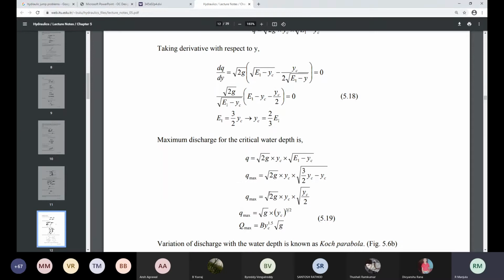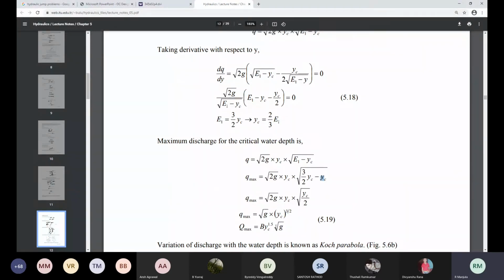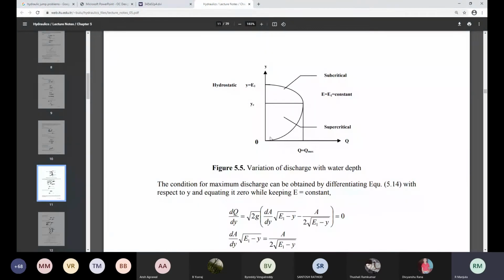And the maximum discharge for the critical water depth is q maximum equal to root of 2g yc into root of E1 minus yc, and E1 is going to be 3 by 2 yc for a rectangular channel. I think we have already seen this derivation. Then again, we get the maximum discharge as b into yc power 1.5 into the square root of g, or g into yc power 3 by 2. This variation of discharge with respect to depth is known as the Koch parabola.